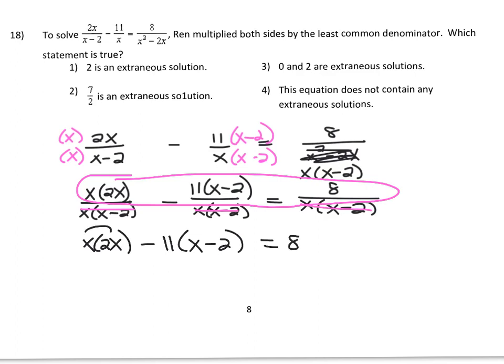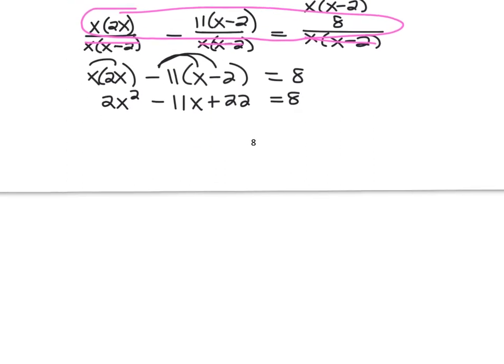x times 2x would be 2x squared. Now this is a negative 11, so we're going to distribute a negative 11 inside the parentheses. I like to draw these little arcs. Negative 11 times x is negative 11x, and negative 11 times negative 2 is positive 22. And then I can bring down the equals 8. All right, let me give myself a little more room.